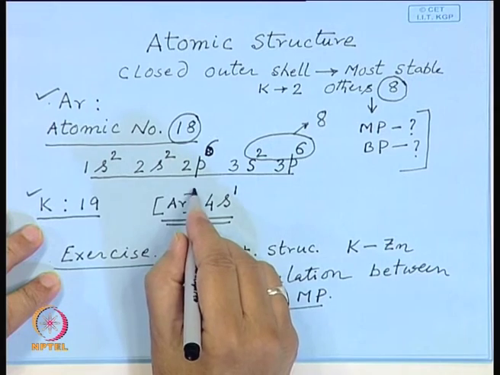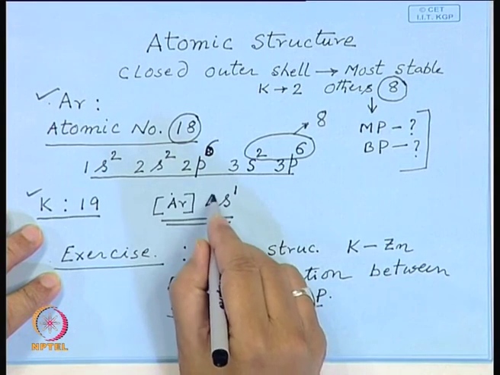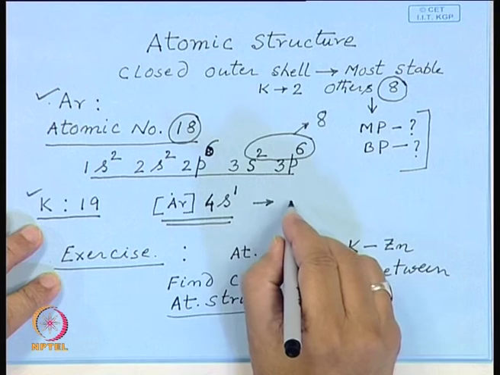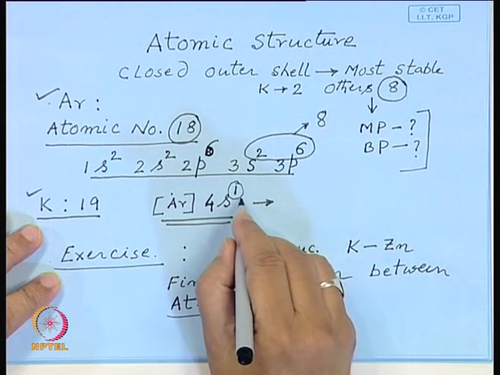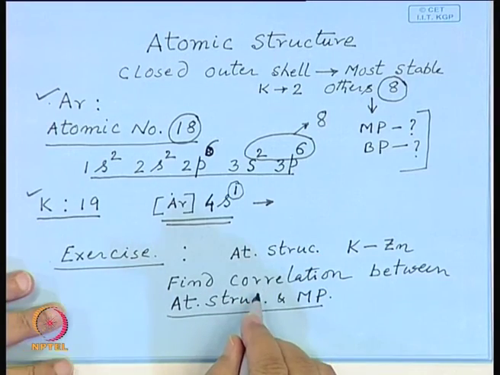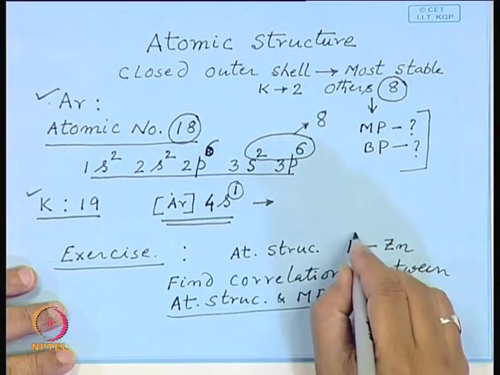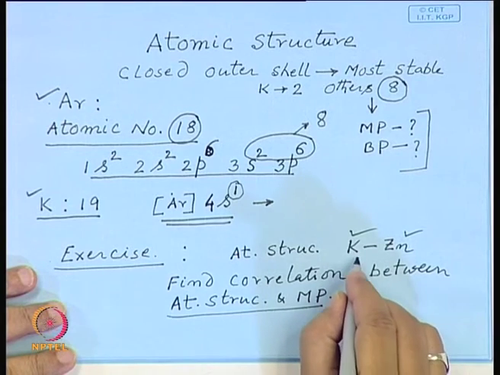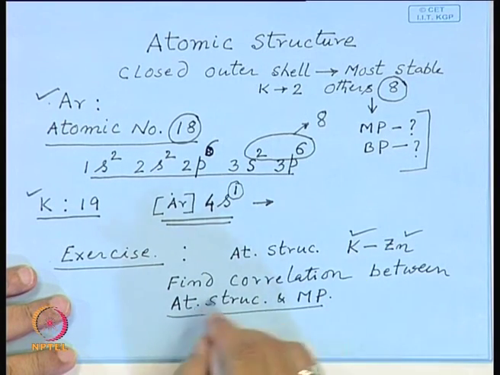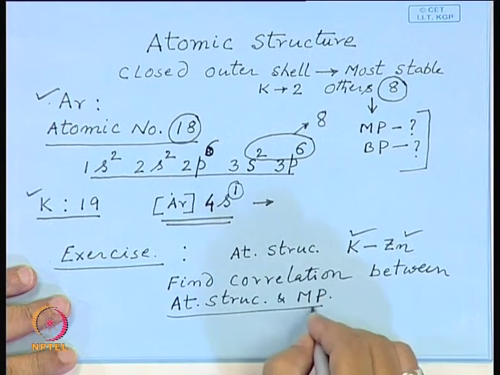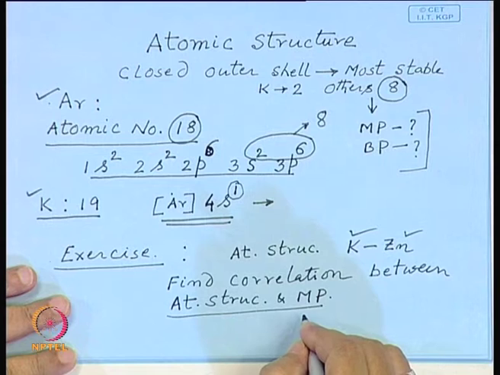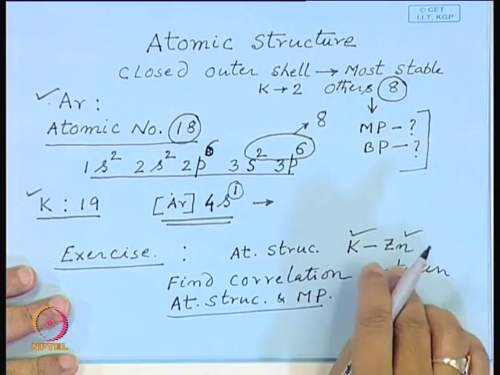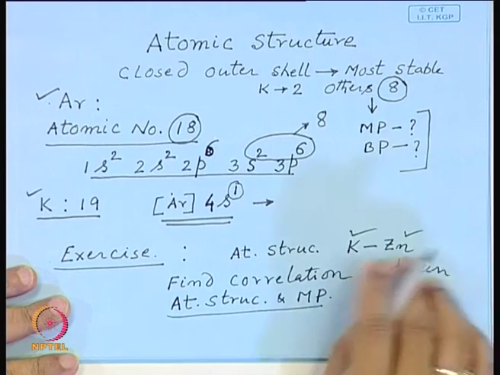Now, beyond this, if the atomic number increases like potassium, the electronic structure will be that of argon plus the 4s cell will contain 1 electron. So, all alkali metals are good conductors; they are monovalent, with 1 electron in the outer cell. Look at the periodic table, elements from potassium to zinc, and try to find a correlation between the electronic structures of the atoms and the melting point. Somewhere in between you have elements which have very high melting points. Try and explain why it is so.